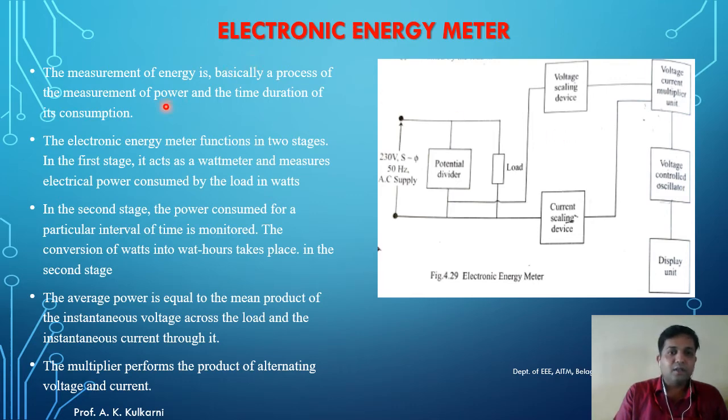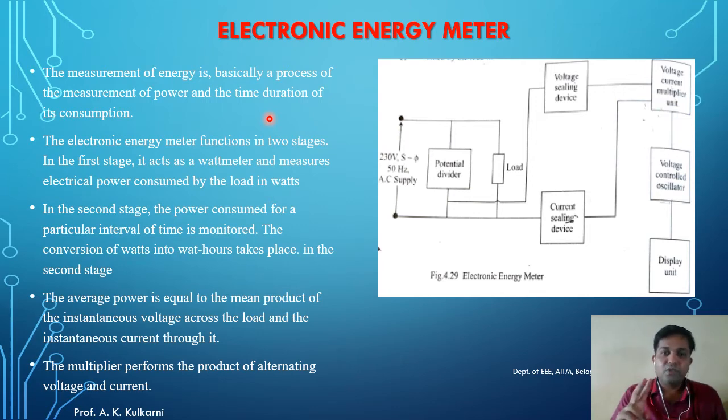The measurement of energy is basically the procedure of measurement of power and the time duration of the consumption. So basically, it is a process of measuring the power for a particular period of time. In an electronic energy meter, it functions in two stages. In one stage, it acts as a wattmeter and measures the electrical power consumed by the load in watts.